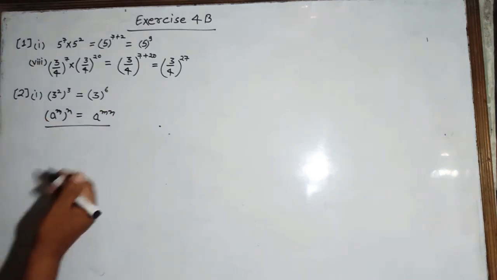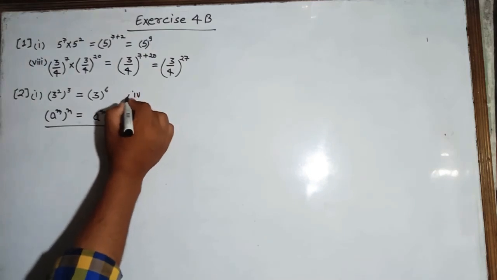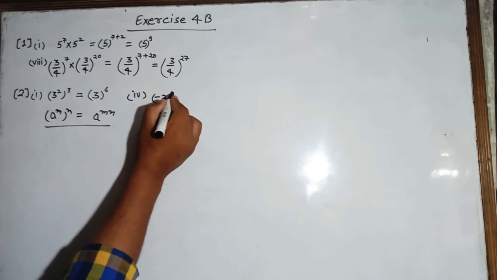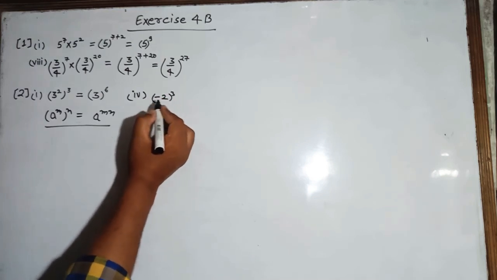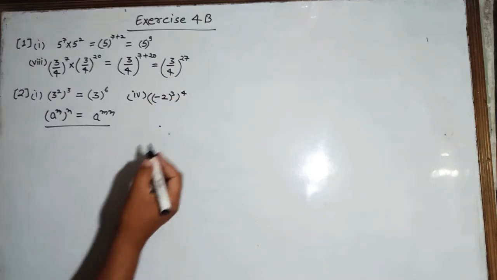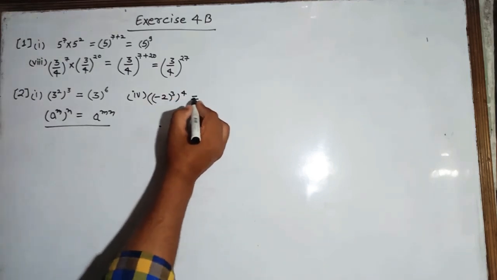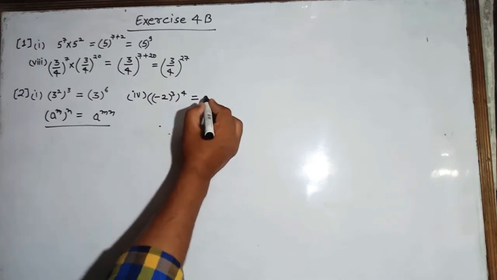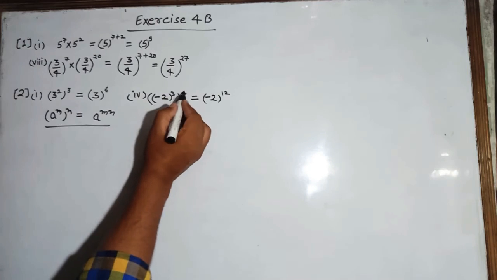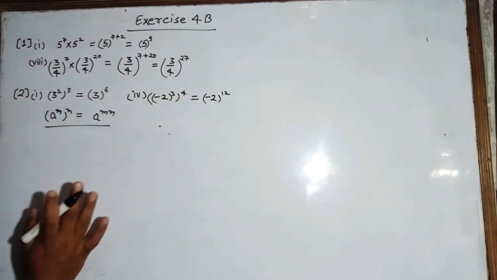One more I am doing here, the fourth part, that is (minus 2 to the power 3) whole to the power 4. So how will we do it? You know that we can write it as 3 times 4 is 12, so minus 2 to the power 12 will be our answer. Means simply we will multiply these powers.